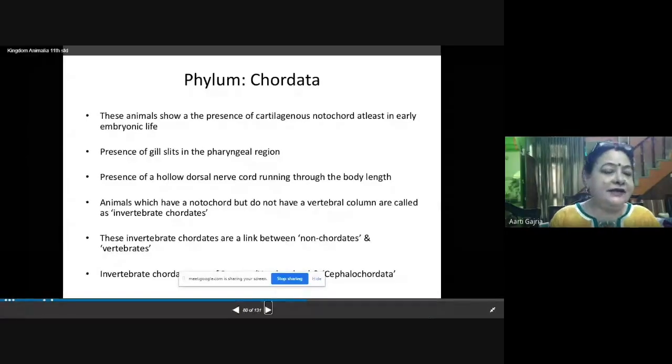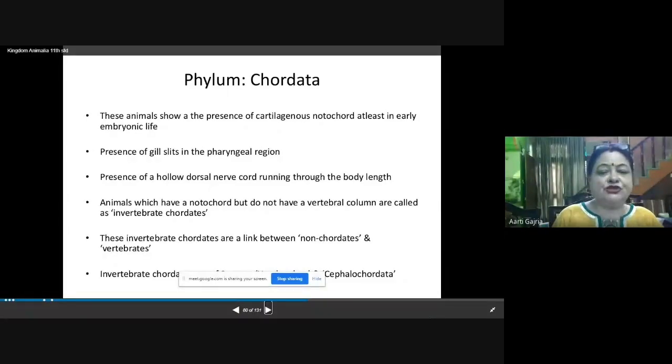So phylum chordata. These are the animals which show the presence of a notochord, because presence of notochord is the main character which these organisms show. So these animals have a notochord at least in early embryonic life. Even if the notochord is not present throughout their life cycle, the notochord exists in the early embryonic life. So these organisms are also kept in the phylum chordata.